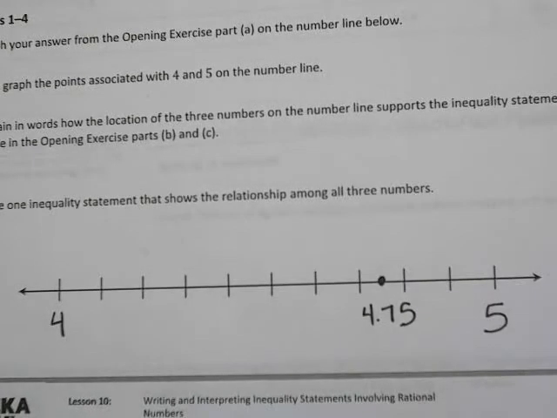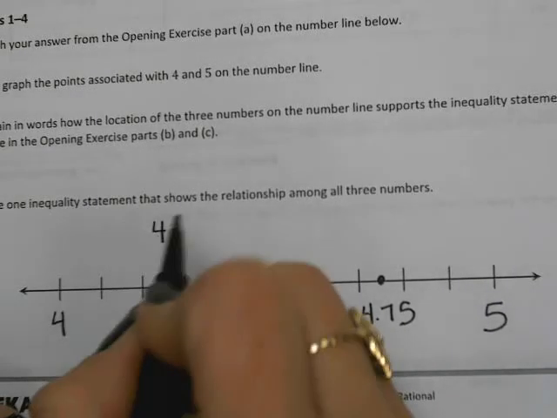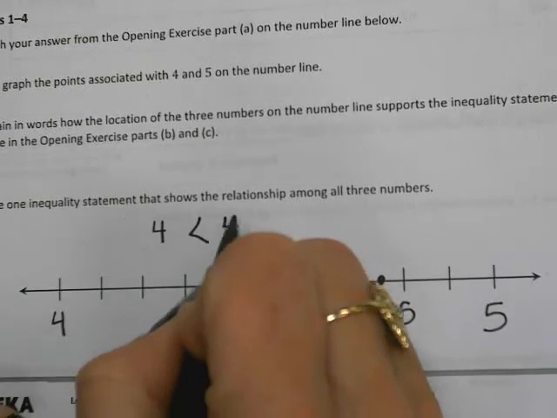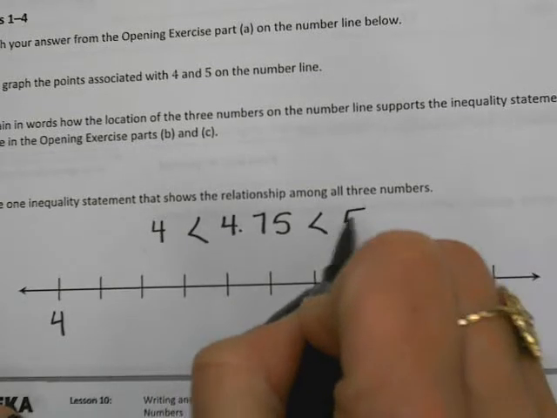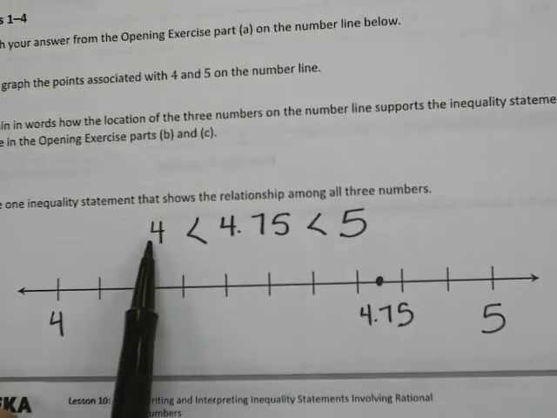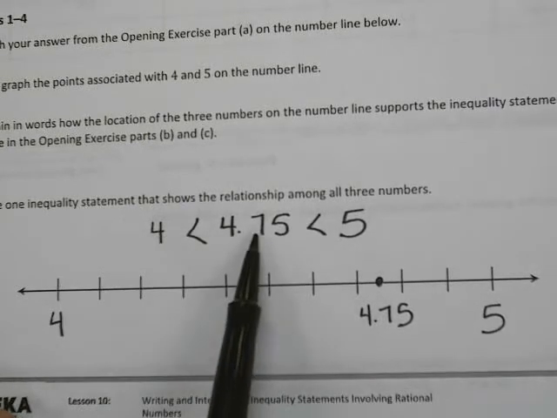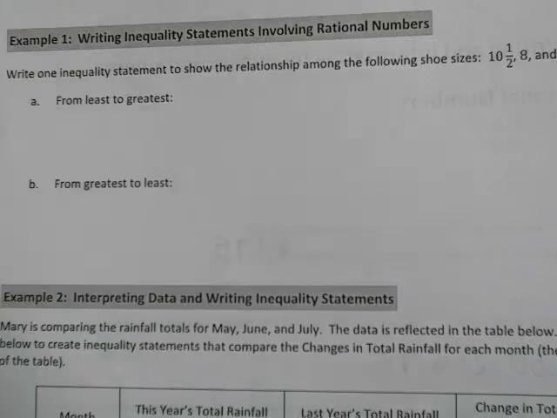So I also have to write one inequality statement that shows the relationship among all three numbers, and that would look like this. 4 is less than $4.75, which is less than 5. So I'm just putting those three numbers together to make an inequality statement. 4 is less than $4.75, which is less than 5.